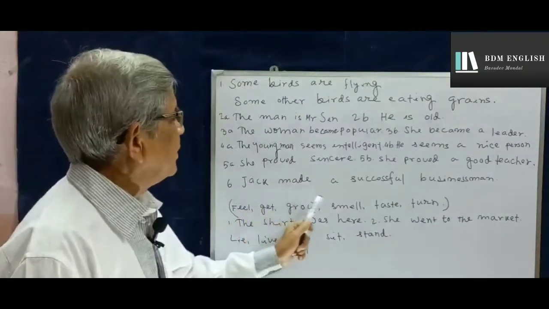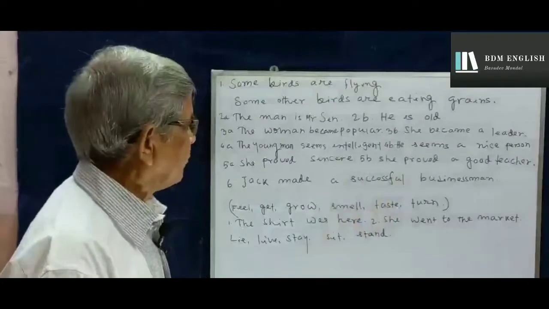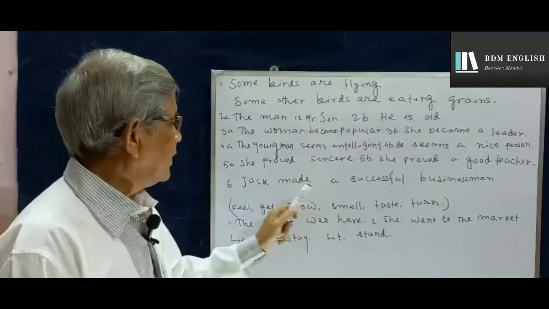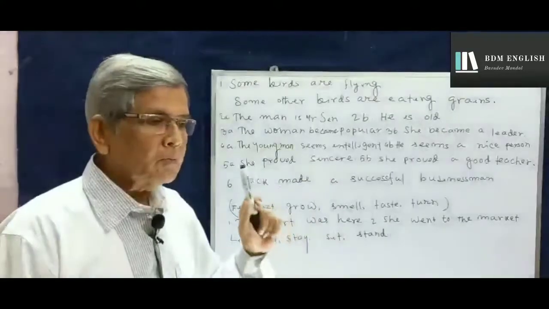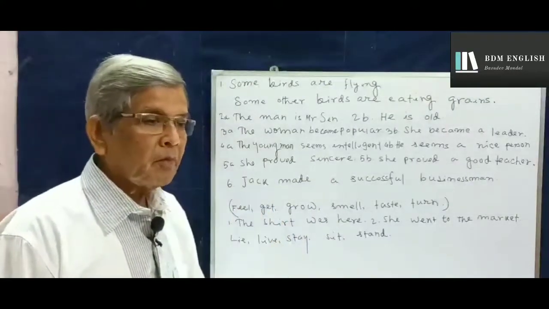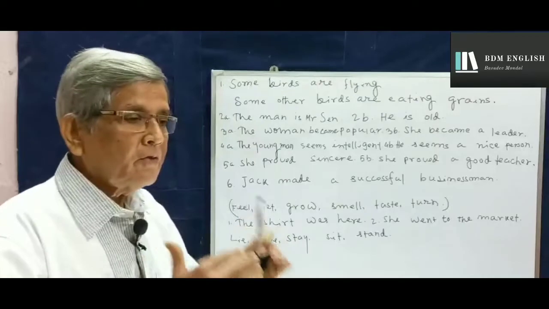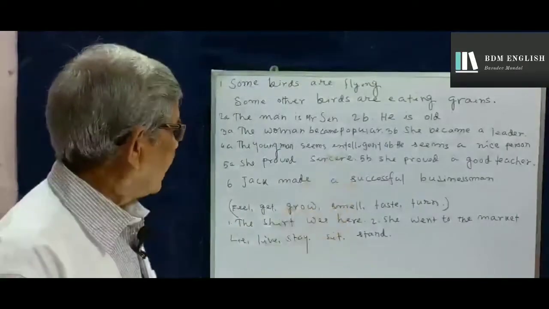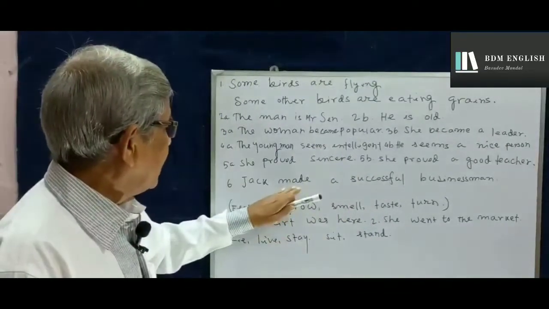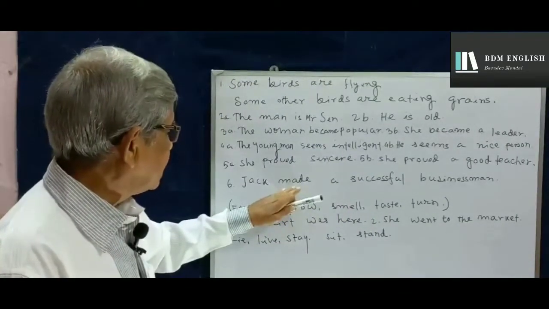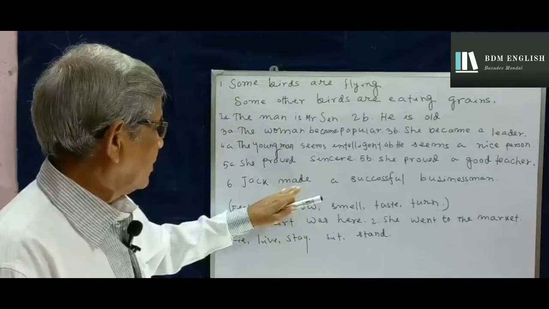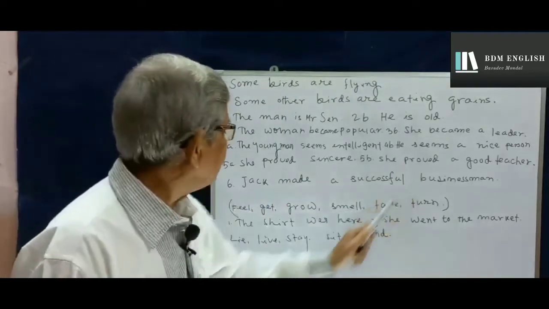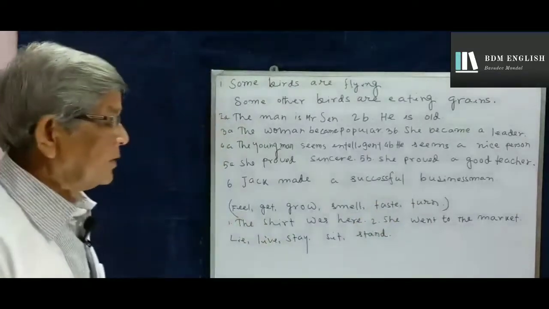Jack made a successful businessman. That is, Jack became one in course of time. He became a successful businessman through his efforts and sincerity. And when make is used in this sense, it is not a transitive verb. Notice that here businessman and Jack refer to the same person.